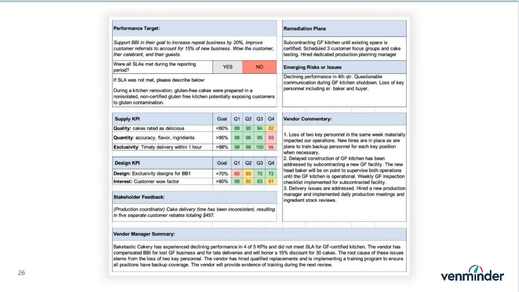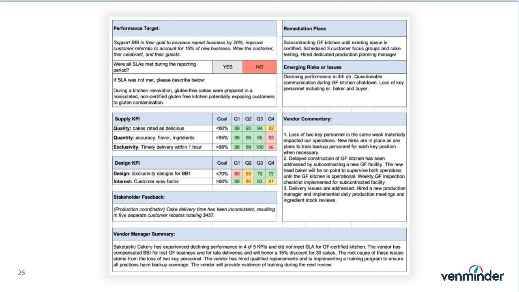So have they been met? Remember, these are the contracted performance measures that are non-negotiable. We could list all the SLAs if we have space on the page, but in most cases we won't. So we can list exceptions and be just as effective. And oh shoot, looks like they didn't meet that SLA for a certified gluten-free kitchen. That's a problem. The next thing below are the KPIs we discussed earlier.